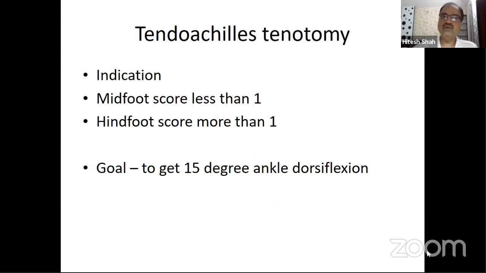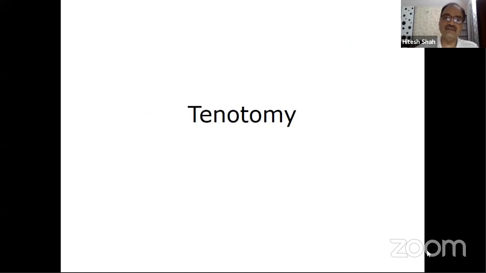So when should we do it? Ideally, the midfoot score should be 0, but 0.5 to 1 can be acceptable in some cases. And the hindfoot score should be more than 1. If the hindfoot score is 0, there is no need for an Achilles tenotomy; that is the remaining 5 to 10% of cases. What is the goal of the Achilles tenotomy? We need to get at least 15 degrees of ankle dorsiflexion in order to get rid of the empty heel side and to correct the hindfoot equinus.